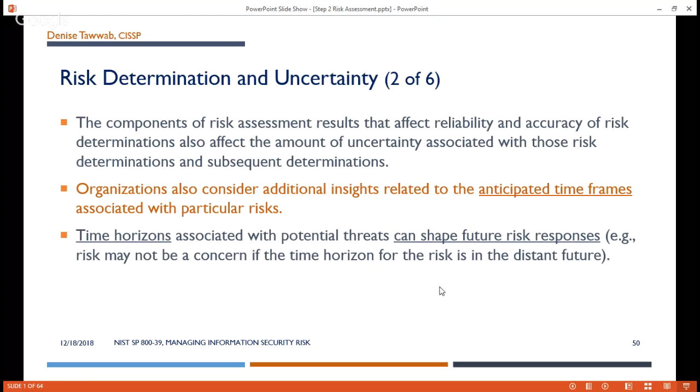So organizations will also consider additional insights related to the anticipated timeframes associated with particular risks. Time horizons associated with potential threats can shape future risk responses. For example, risk may not be a concern if the time horizon for the risk is in the distant future.